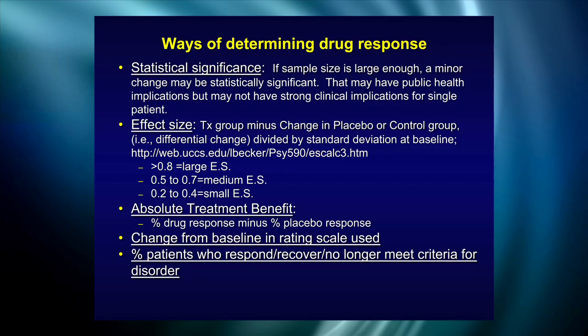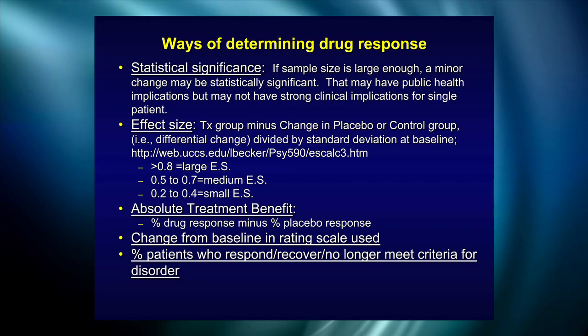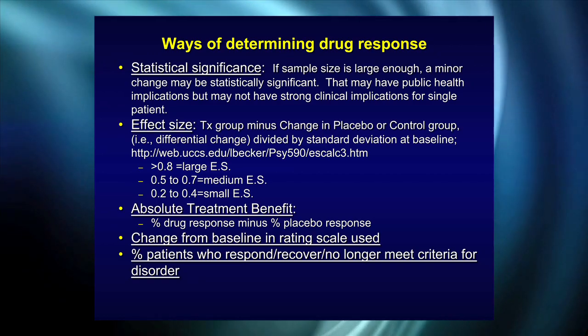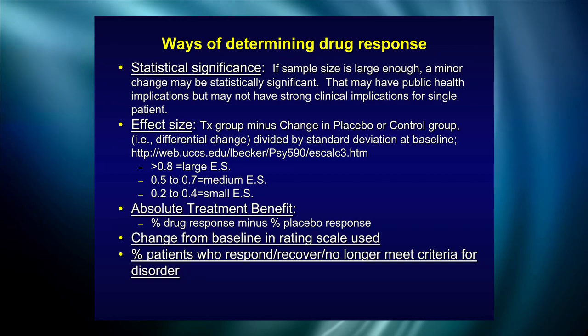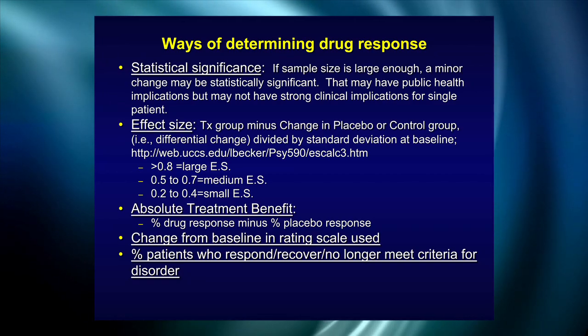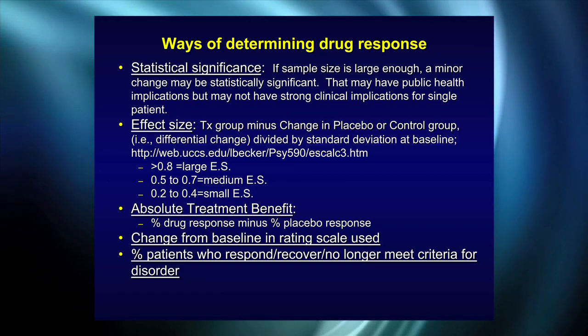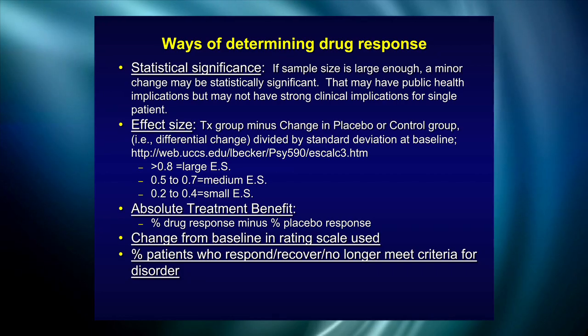It's probably not news to a psychology audience that there are different ways of determining drug response, but it's good to review it with respect to the antidepressant drug trials. We all know that there's statistical significance. The problem with that is if your samples are large enough, you can have pretty trivial response differences, and it'll still be significantly different. Whether it's clinically meaningful or not is the operative question.